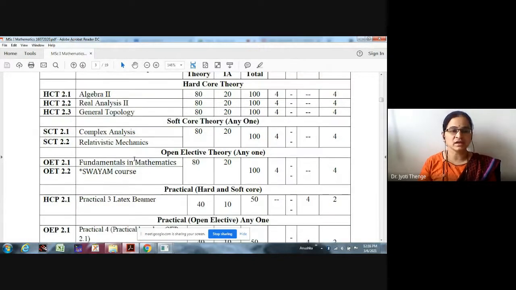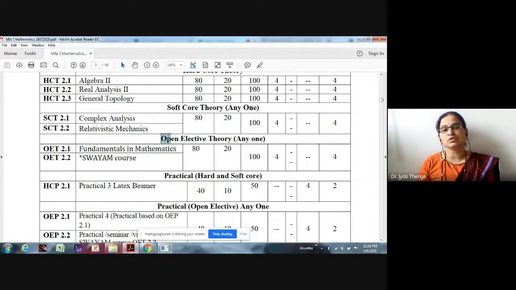Then we have 2 soft core theory papers. Soft core theory papers means these are the optional papers, and among these 2 optionals we have to select one. But in our department we were running this paper of complex analysis. Therefore we were conducting this as a soft core theory.